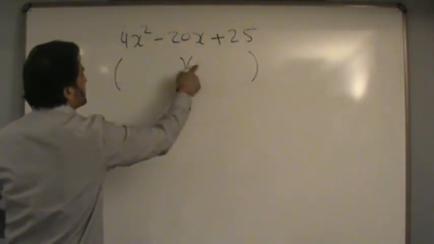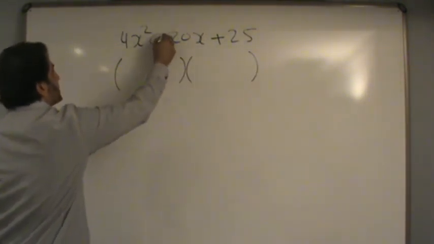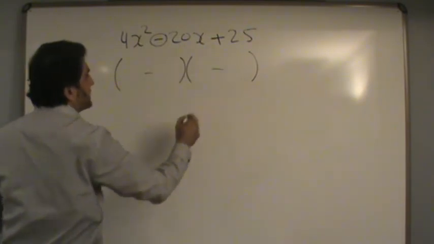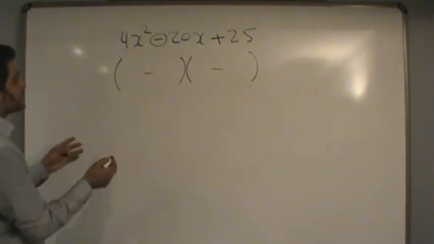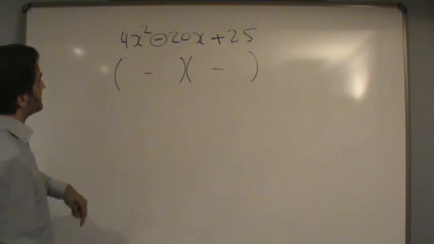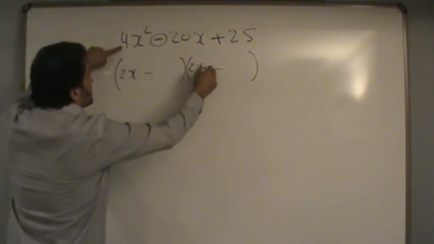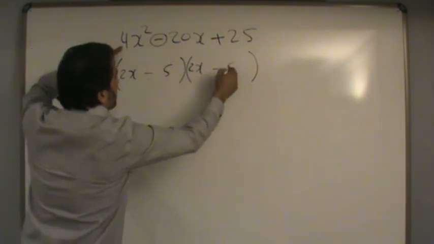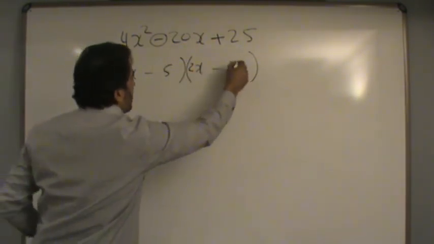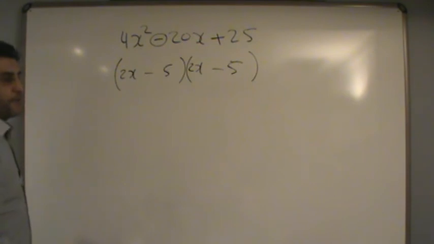What about the signs of the two brackets? Whatever the middle term is, both brackets carry exactly the same sign. Now for the rest, what goes inside the brackets? Square root of 4x squared is 2x and 2x. Square root of 25 is 5 and 5. Now that's how we factor this type of trinomial.